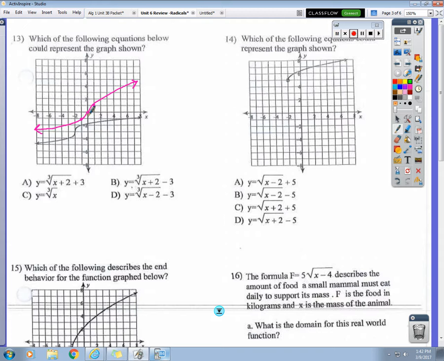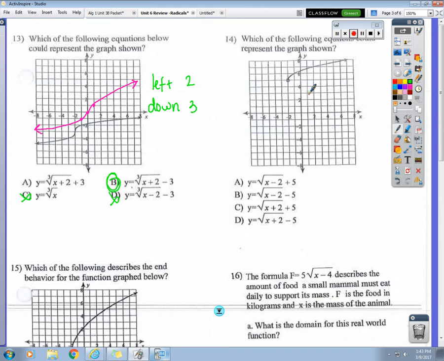Correct. That center point went left 2, down 3. How do you represent left 2 in an equation? +2. So that rules out C and D. How do you represent down 3? -3. Even though I feel like by now everybody should know that, if you don't, can't you just graph all 4 and figure out which one matches the picture? I know, but some people, that might be their only option if they don't understand that left 2 is represented with a +2 and down 3 is a -3.